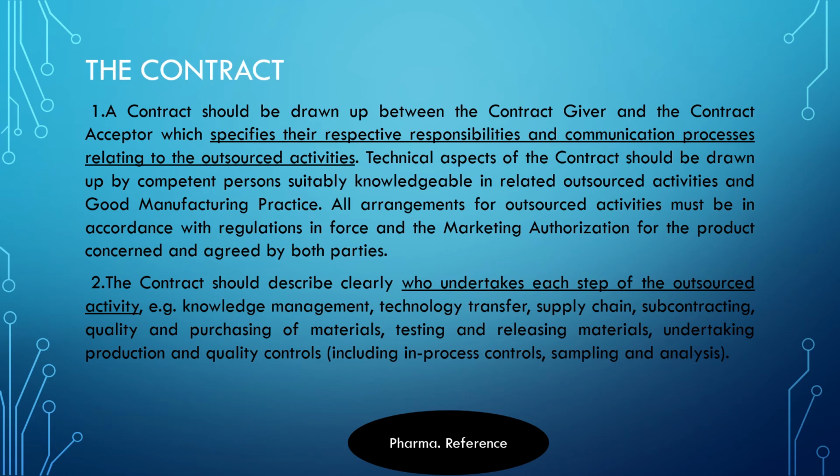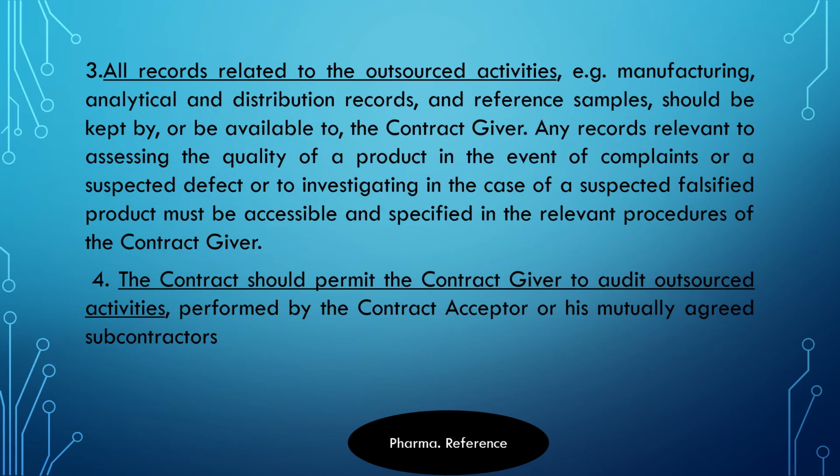The contract should describe clearly who undertakes each step of the outsourced activity, e.g., knowledge management, technology transfer, supply chain, subcontracting, quality and purchasing of material, testing and releasing materials, undertaking production and quality controls, including in-process controls, sampling, and analysis. All records related to the outsourced activity, e.g., manufacturing, analytical and distribution records, and reference samples, should be kept by or be available to the contract giver.